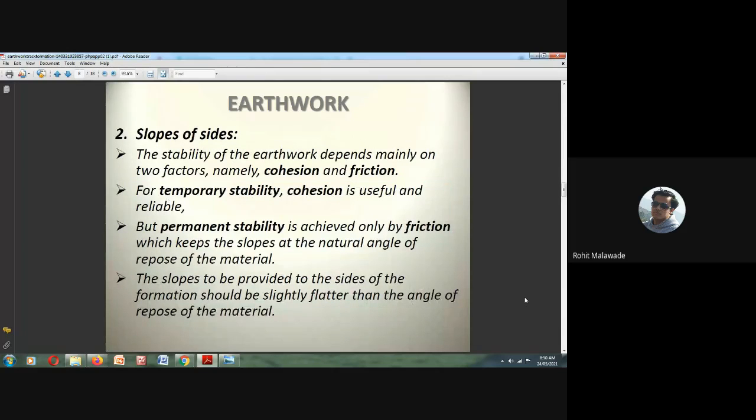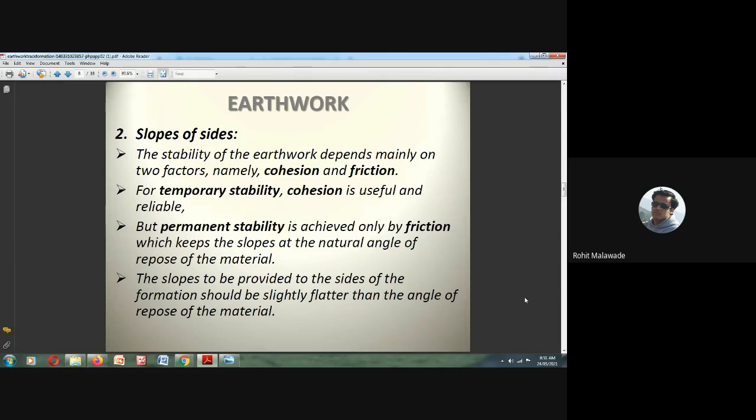Now the stability of the track depends upon two factors, that is cohesion and friction. As there is continuous friction occurring between the different components, the stability of your earthwork completely depends upon cohesion and friction. For temporary stability, cohesion is useful and reliable, and the permanent stability is achieved only by friction, which keeps the slopes at the natural angle of repose.